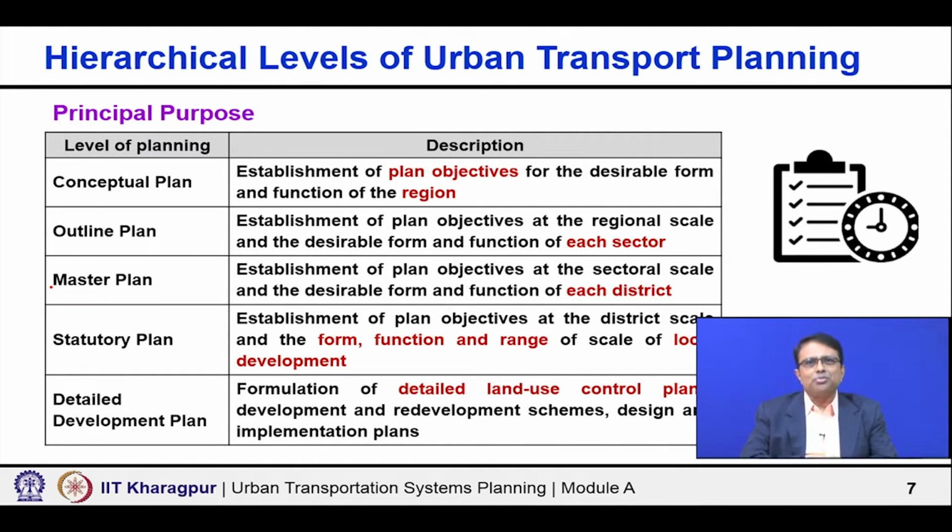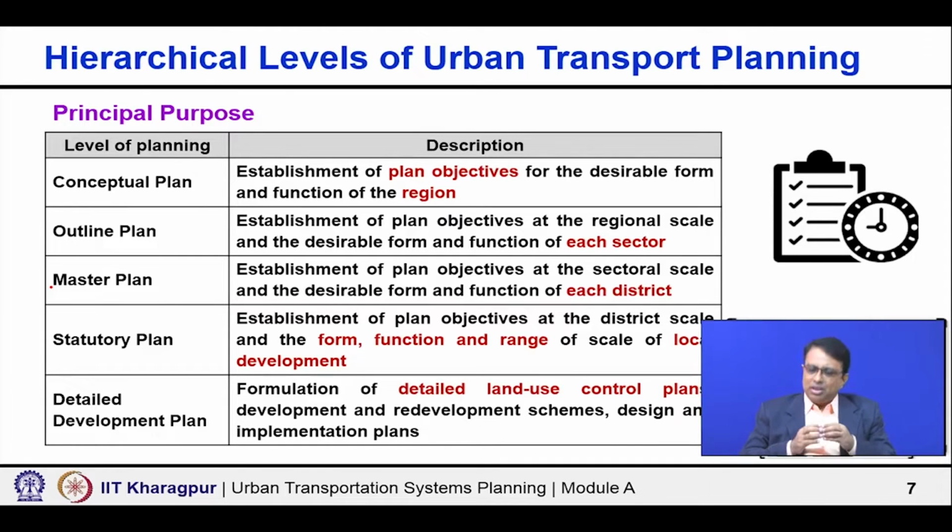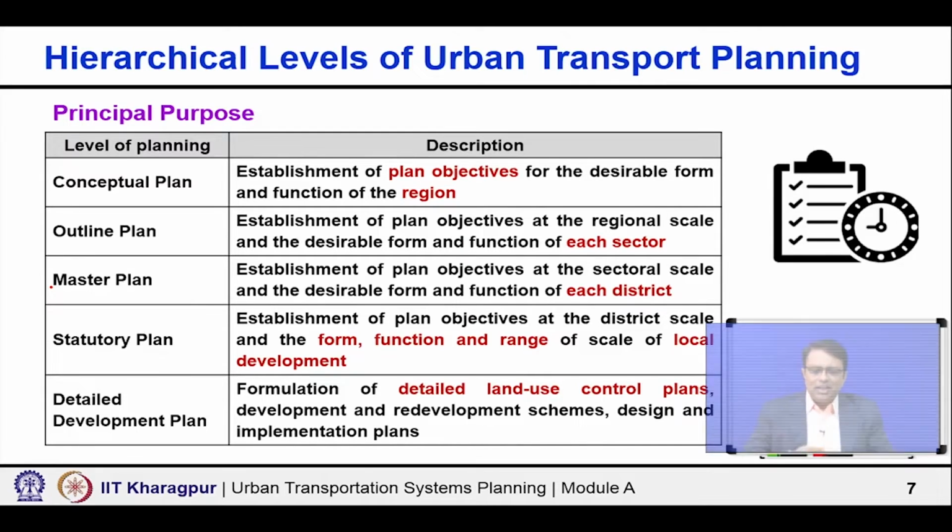District is further smaller than sector. So, maybe a region can be considered as a few sectors, and then each sector may be considered a few districts, right. So, we have gone into district level. Then when you come to the statutory plan, then establishment of plan objectives at the district level, we already got introduced here in the district level, and then the form and function and range of scale of local development. We have gone even further at a smaller unit.